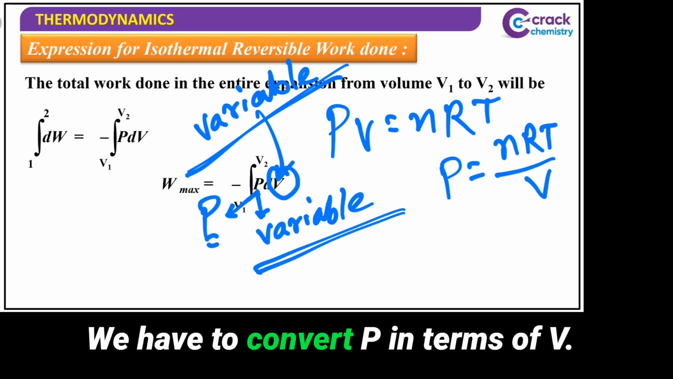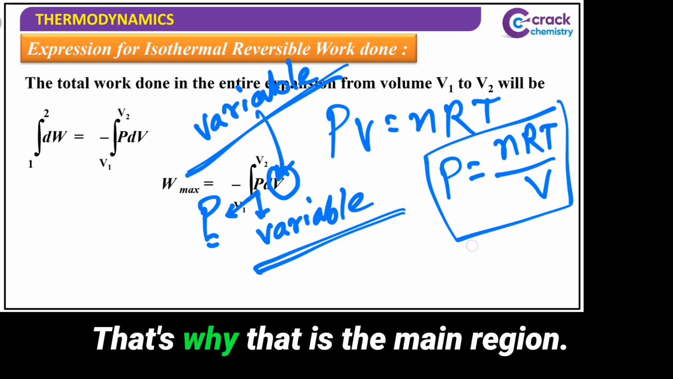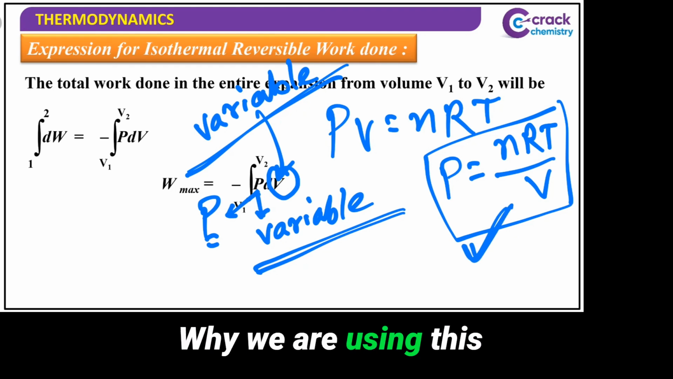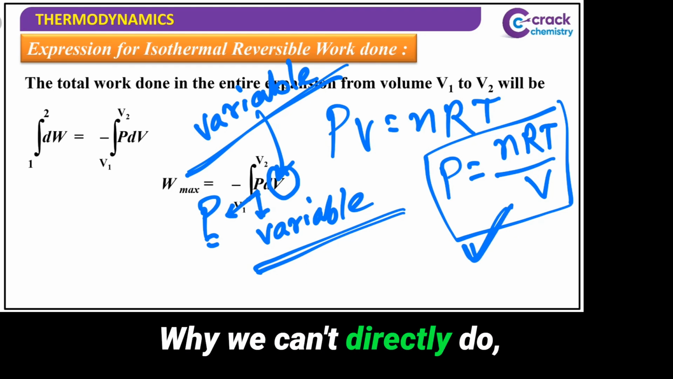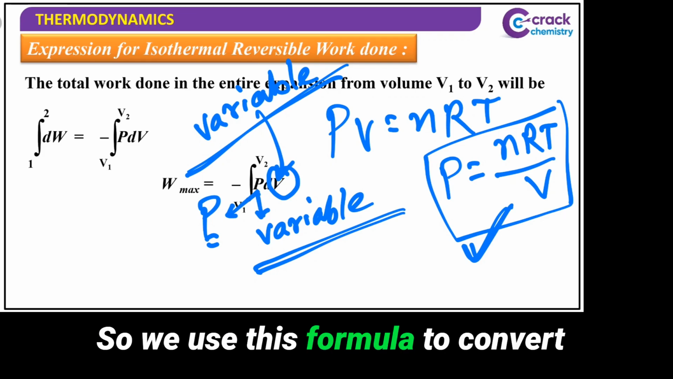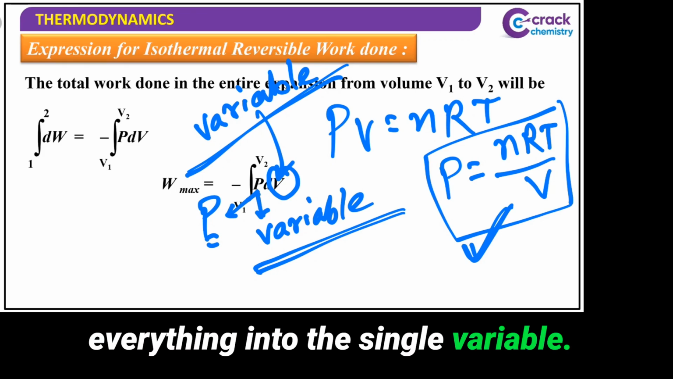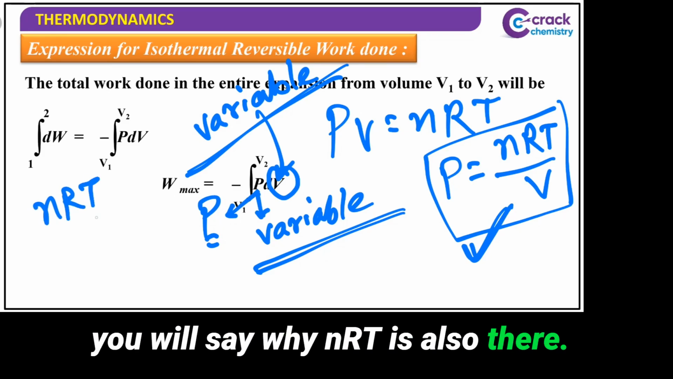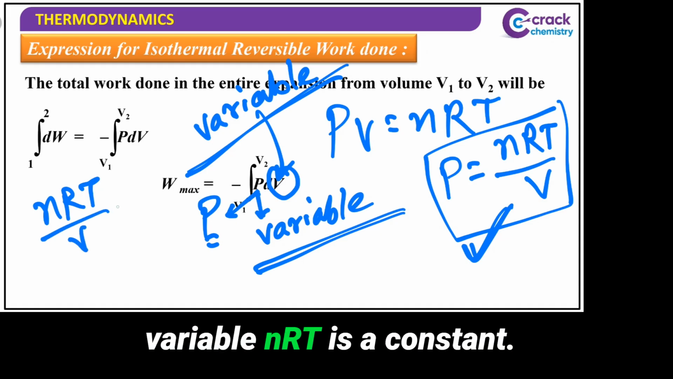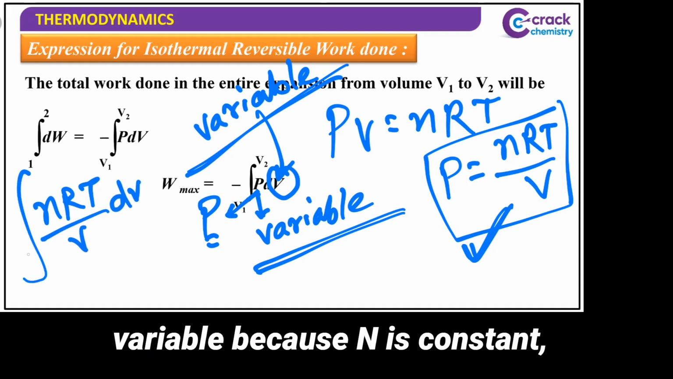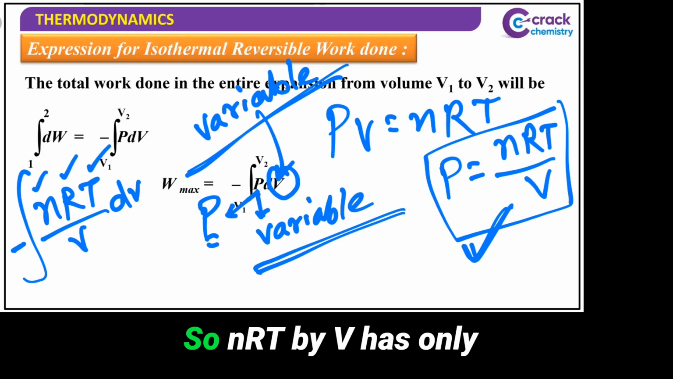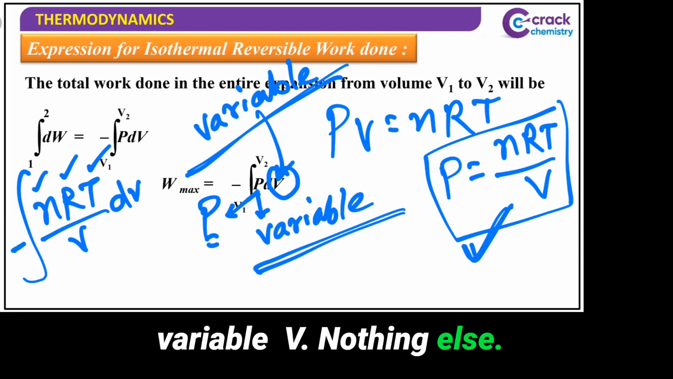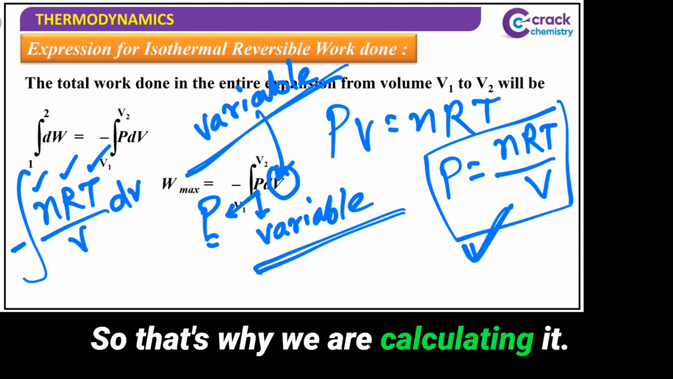We have to convert P in terms of V. That is the main reason why we are using this formula. Many students ask why we can't directly do it, why we use that formula. We use it to convert everything into a single variable. You will say nRT is also there, so why call it a single variable? nRT is a constant, because n is constant, R is constant, T is constant. So nRT by V has only the variable V, nothing else.